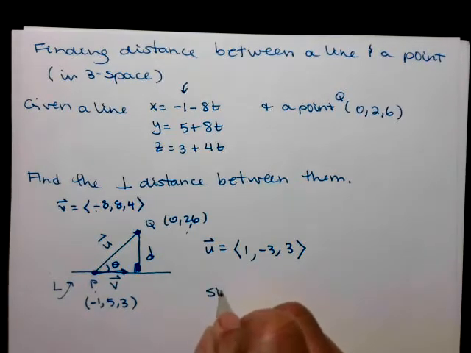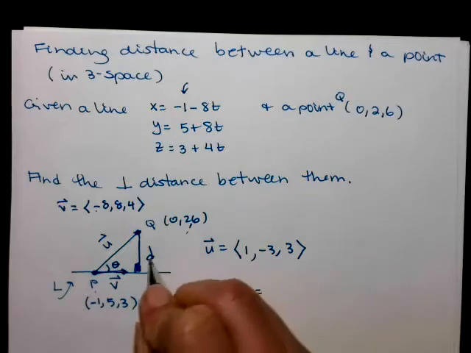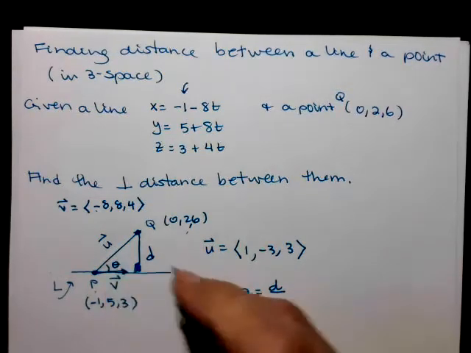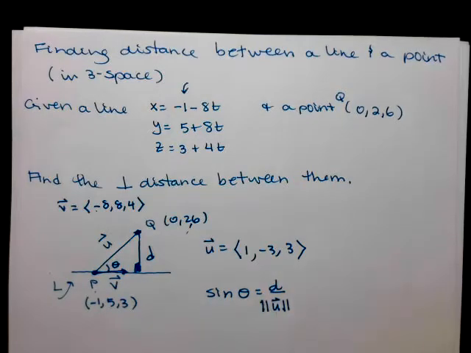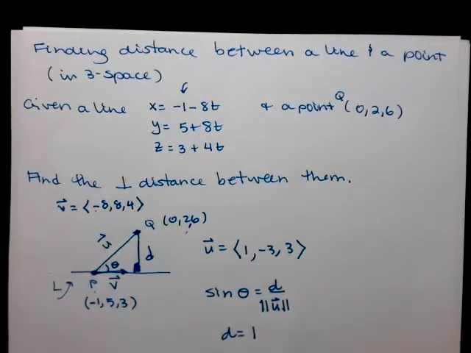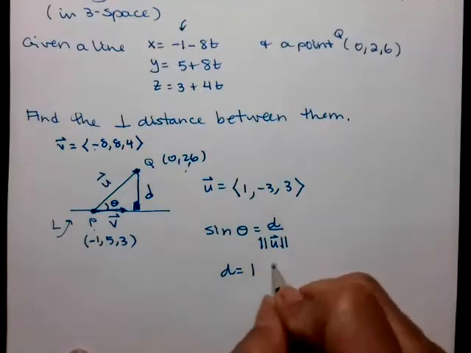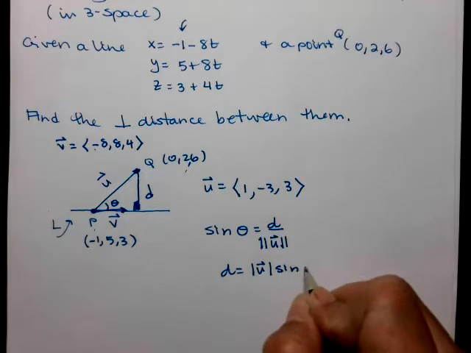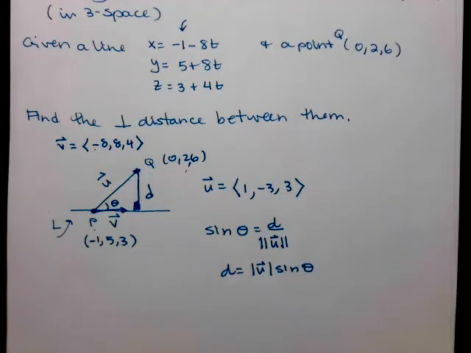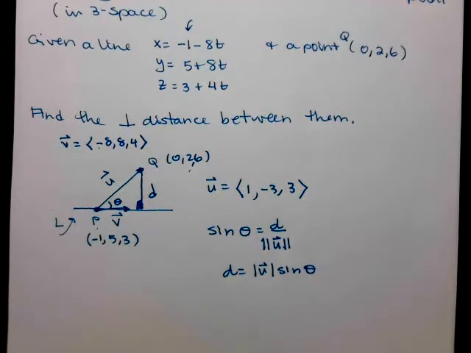Okay, so let's start with this. Let's say sine of theta equals D over the length of U. Sine is a ratio of the lengths of sides of the triangle. Well, that doesn't really help me yet, but okay. Multiply both sides by the length of U. So the distance, the thing I'm actually after, I'll just use my absolute values for length, equals the length of U times the sine of theta. Okay, so far so good, except I don't know what theta is either.